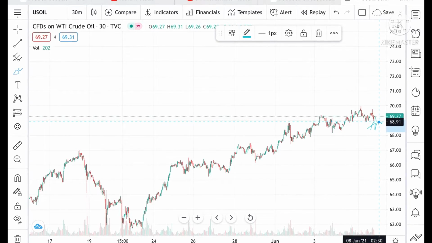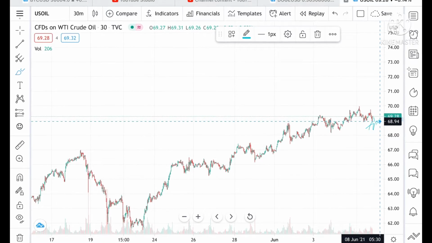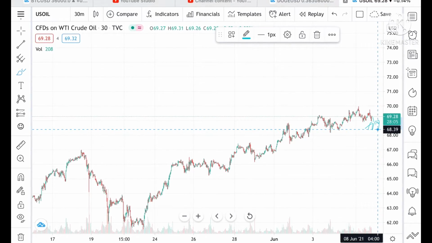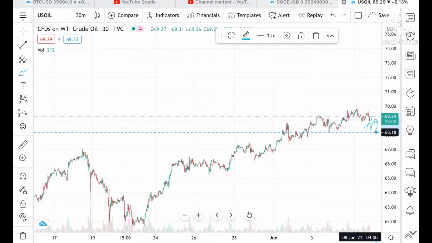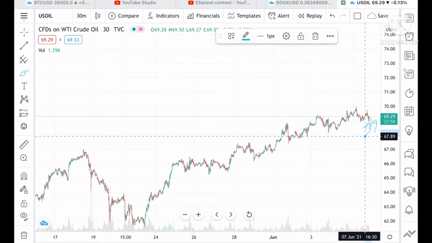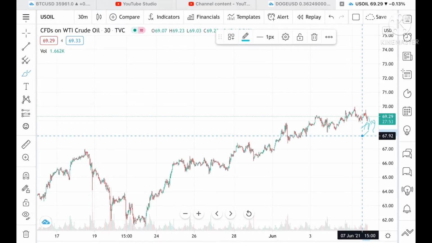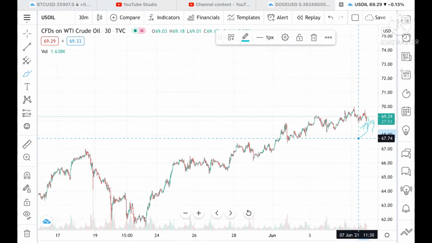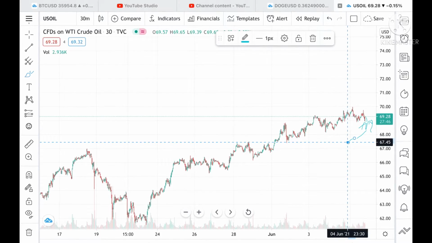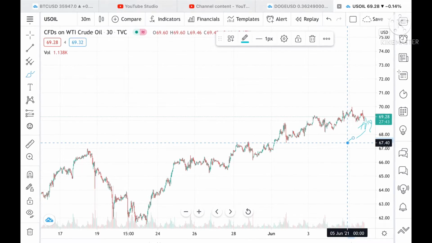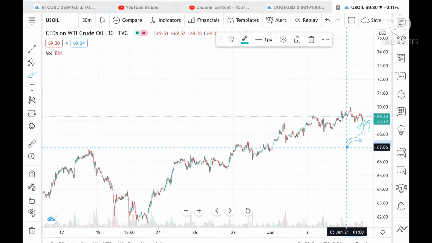Or if it crosses this level, then we'll be looking for a target of 68.36, and from there it can touch a level of 68.18. Once 68.18 is touched, then we see a level of 67.92, and from there 67.74. Once 67.74 is touched, we can see 67.45. Once 67.45 is touched, we can see 67, and once 67 is touched, we can see 66.72.